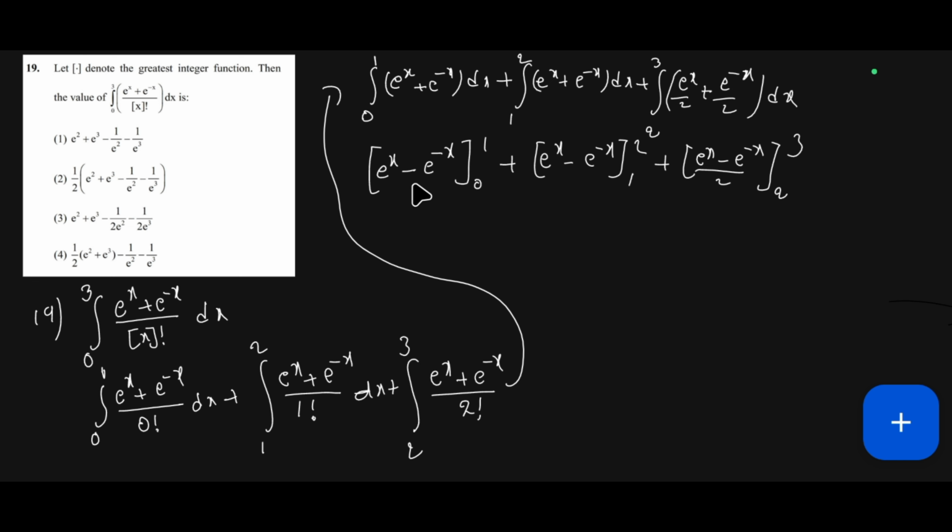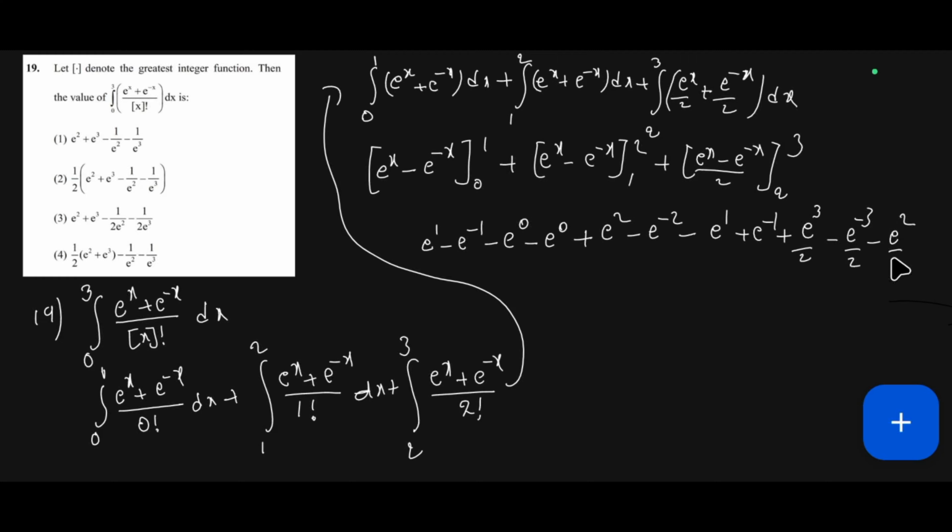Now apply the limits: e^1 minus e^(-1), minus e^0 minus e^0, plus e^2 minus e^(-2), minus e^1, plus e^(-1), plus e^3 by 2 minus e^(-3) by 2, minus e^2 by 2, plus e^(-2) by 2.